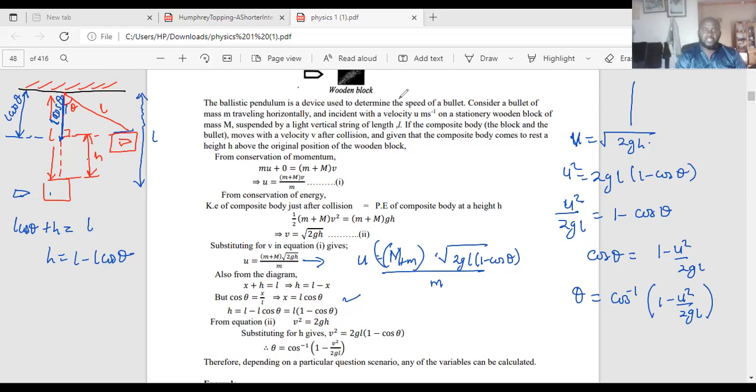So those are the derivations for the ballistic pendulum, and those are the definitions that define a ballistic pendulum. So the notes are right here. You can have them down. We are left with looking at some examples concerning this, unless someone has a question.